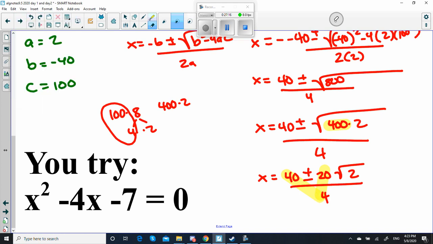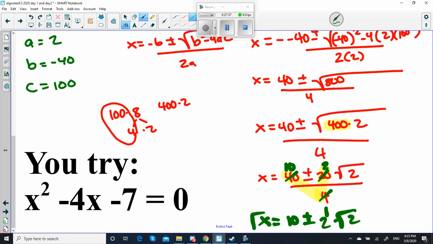Let's get a different color. 4 will go into 4 once. 4 into 40 is 10, and 4 into 20 is 2. So on the bottom I have a 1. I don't need it anymore. So my final answer, x equals 10 plus or minus 2 radical 2.